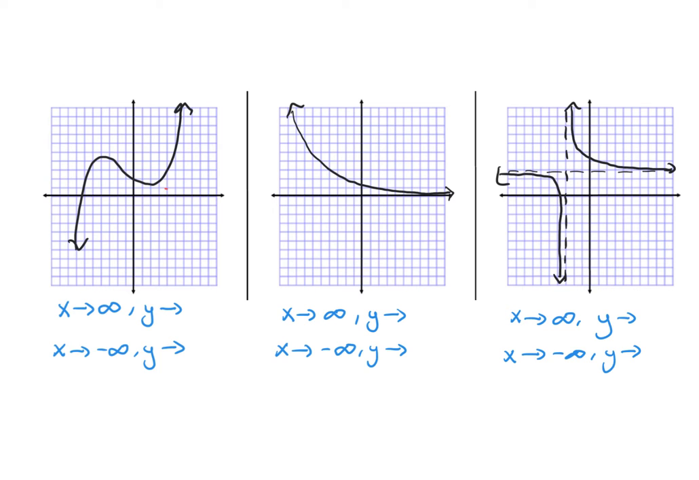So let's see, the first one, as we're approaching infinity, the y values are approaching infinity. As you're approaching negative infinity, the y values are also approaching negative infinity. Okay, for this one, as we're approaching positive infinity, the y values are approaching 0. But as we're approaching negative infinity, the y values are approaching positive infinity. And this last one, as x values are approaching infinity, y values are approaching this asymptote at 3. And at negative infinity, they are also approaching that same asymptote at 3, just from the other side.